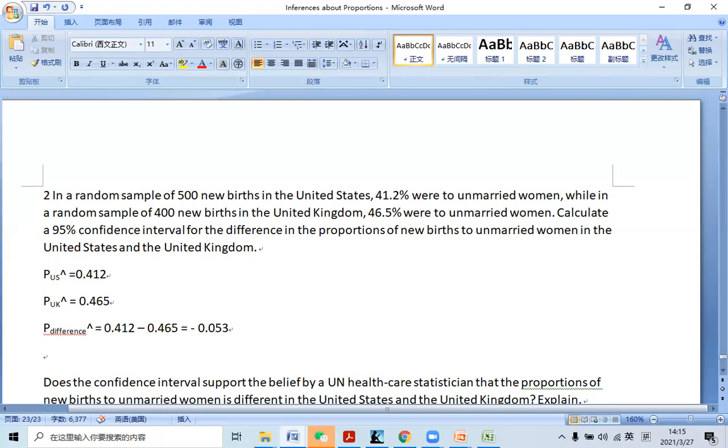You want the confidence interval for the difference of the proportions between US and UK. And how do you do that? For a 95% confidence interval, 95% would give you the critical value, the Z critical value, the Z score.